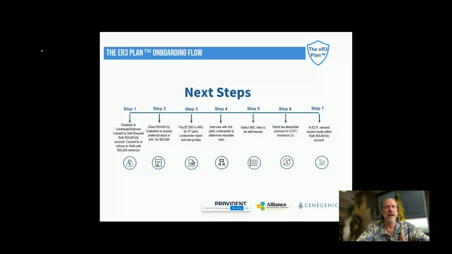So just the steps to get started. Basically, it's a two-prong track. The one is getting the investment in the self-directed Roth 401k started and funded, and that leads to investing in the company. The other track is getting the underwriting report started, so that you have that report and can then make a decision of how much of those policies and premium you want to be able to pay in.